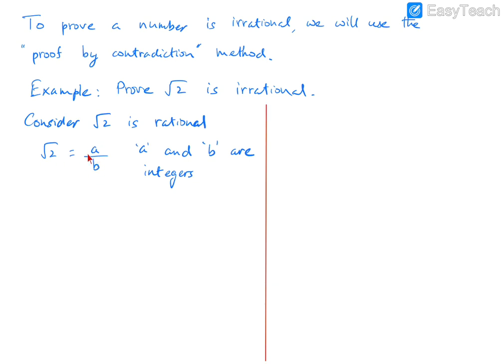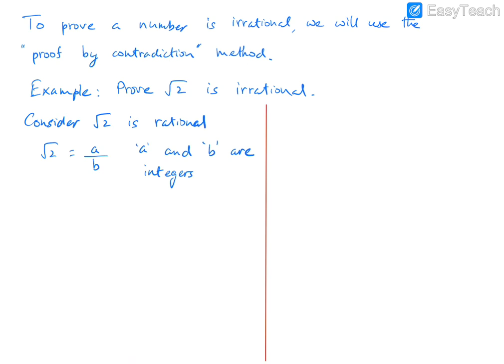So in this case, a is an integer, b is an integer with no other prime common factor between them other than the number 1. And since we are assuming that root 2 is rational, we are able to represent root 2 as a ratio of integers. This is our assumption. And let's see if this assumption leads to something which is contradictory.